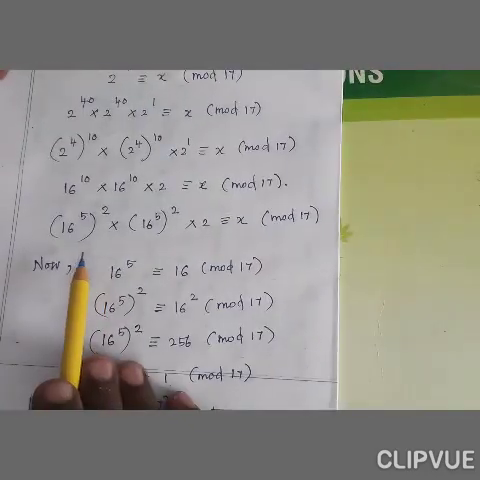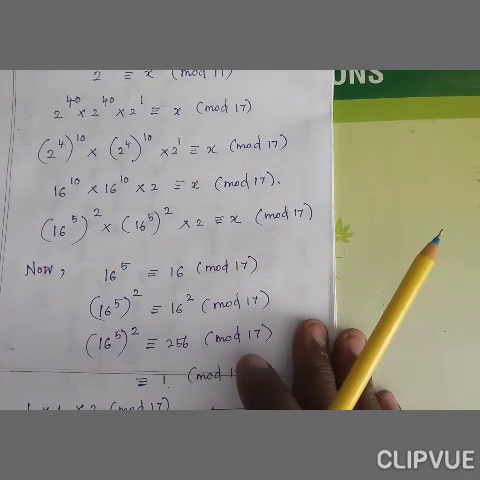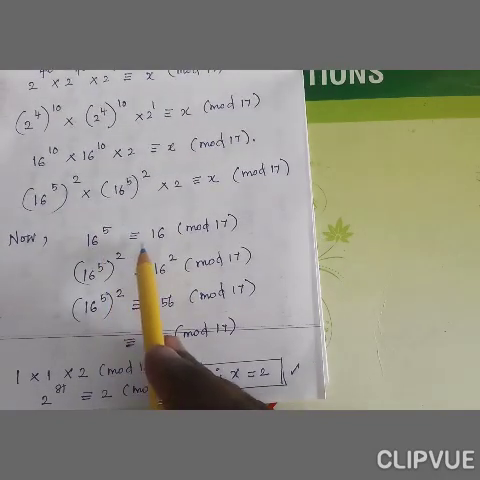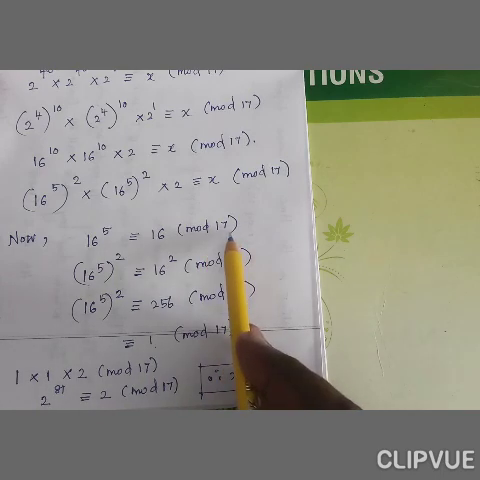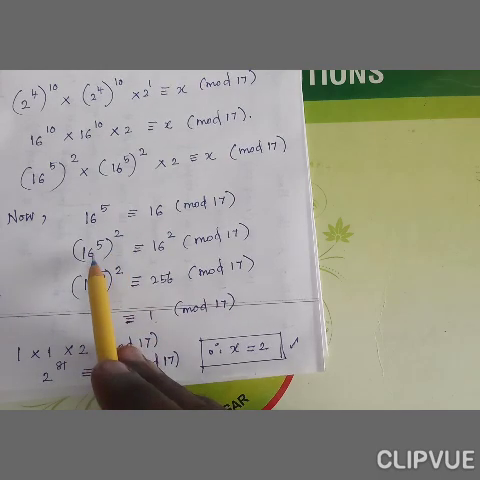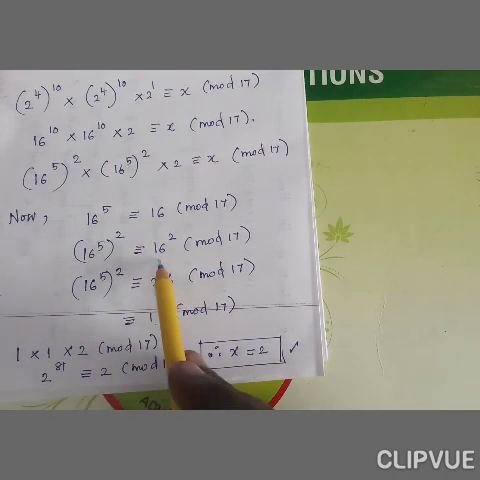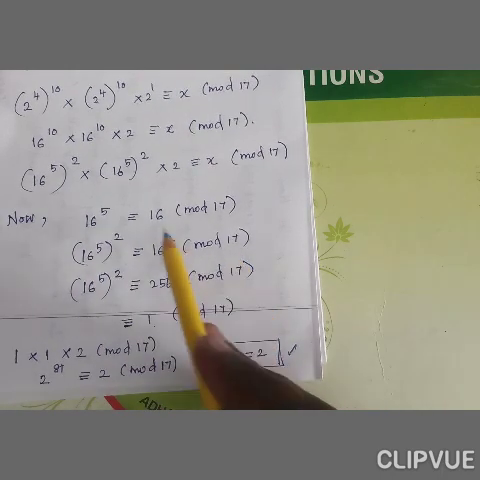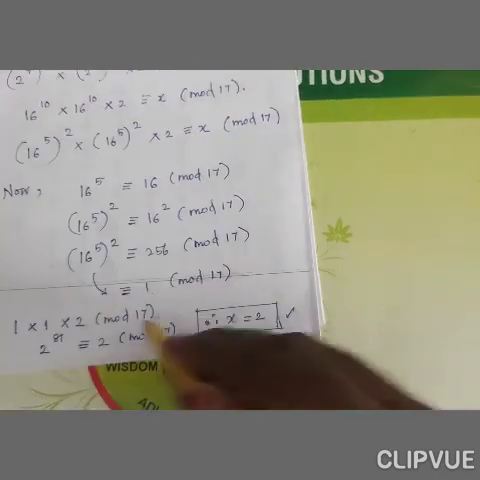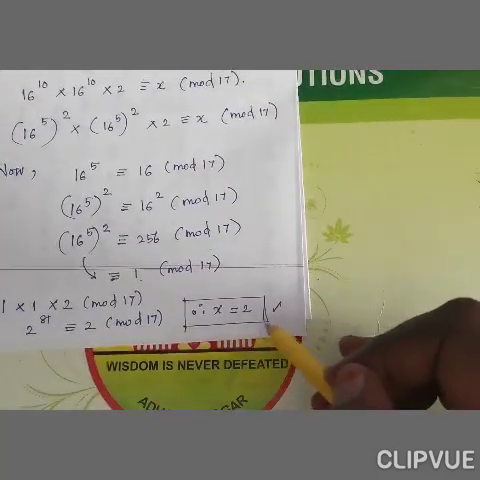See, here I have taken this alone for simplifying the answer. So I have taken 16 power 5 congruent to 16 mod 17. If you square the left hand side, we should take the right hand side also. So 16 power 5 whole square congruent to 16 square mod 17. After simplification, we get 16 power 5 whole square congruent to 1 mod 17. We just replace the values. Finally, we get the remainder x is equal to 2.